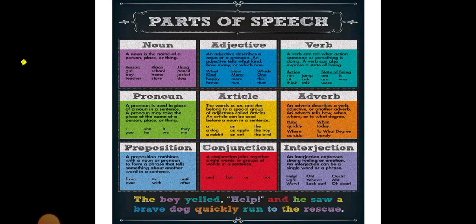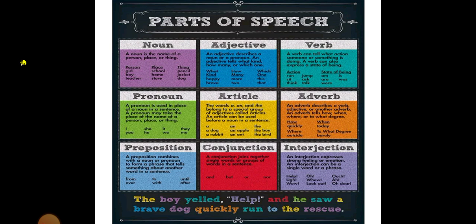Next we can see about adverb. An adverb describes a verb, an adjective, or another adverb. An adverb tells how, when, where, or to what degree. For example, quickly, outside, today, before, bravely. These are called adverbs.